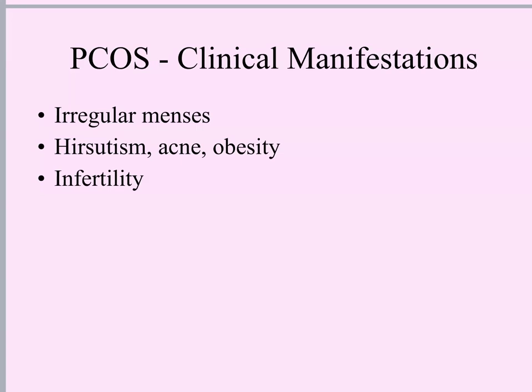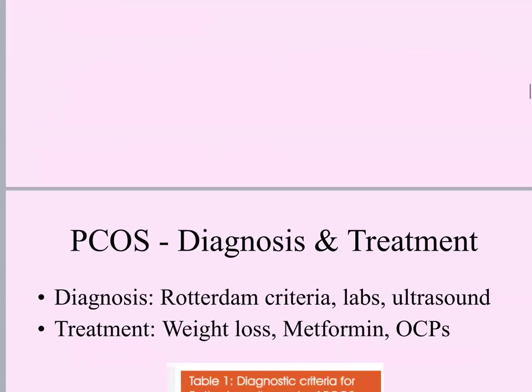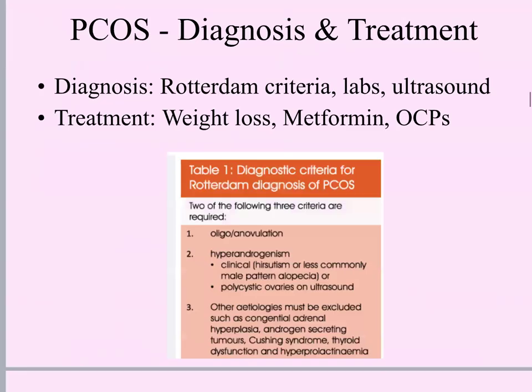And one of the big things is, like I said, PCOS is the number one cause of infertility. So, this collection of symptoms would really make it likely that somebody had PCOS. In fact, we use something called the Rotterdam criteria along with labs and an ultrasound to diagnose PCOS. So, here's the Rotterdam criteria. Two of the following three are required.